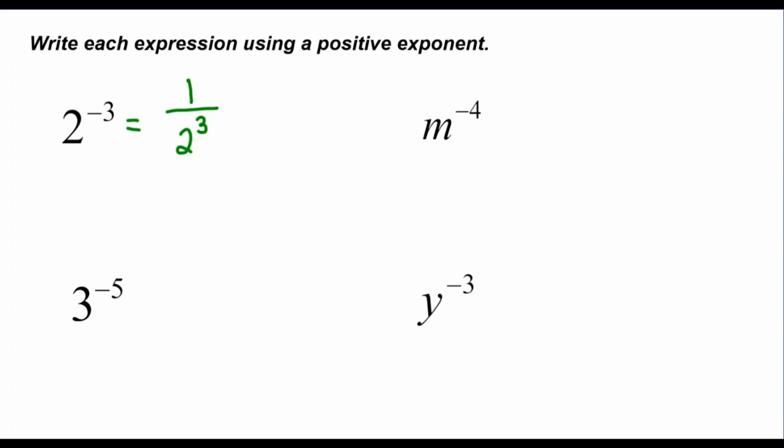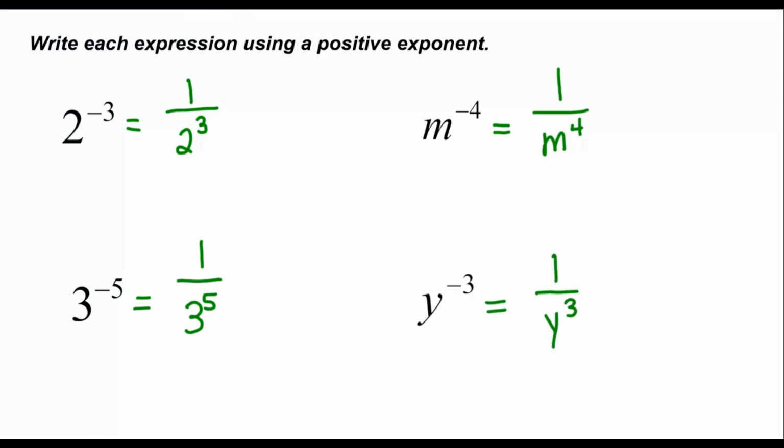M to the negative 4th power. What do you think this is going to be written with a positive exponent? 1 over m to the 4th power. 3 to the negative 5th power. What's this going to be written with a positive exponent? 1 over 3 to the 5th power. And then y to the negative 3rd power, 1 over y to the positive 3rd power. So if we want to write an expression or a power with a positive exponent, we simply just find the reciprocal. We flip it.